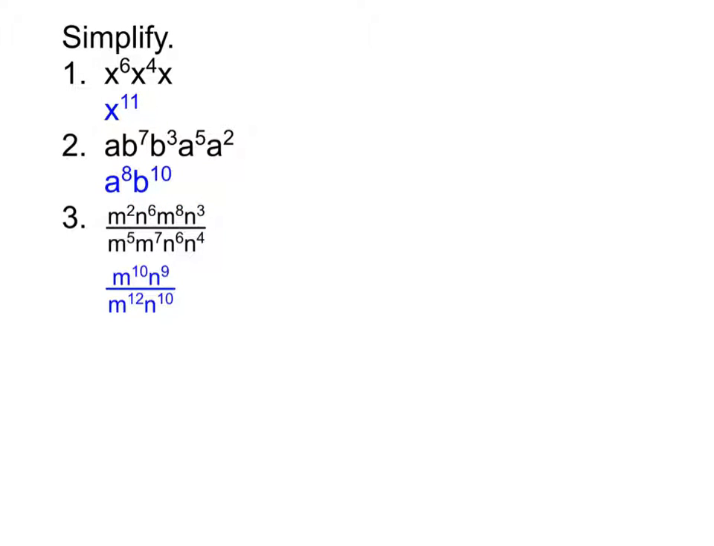Do the same kind of thing on the bottom. We got m to the 12th, n to the 10th on the bottom. Now once we have that, it's a matter of, okay, what do I do from here? Well, if multiplying means I add the exponents, what does division mean? Subtract. Yes, we're going to subtract the exponents. Then that ends up being m to the 10 minus 12, which is m to the negative 2.